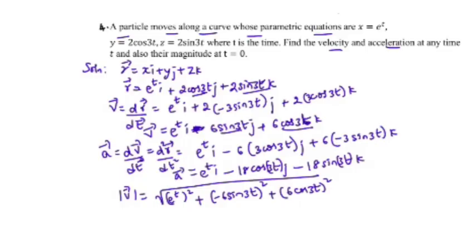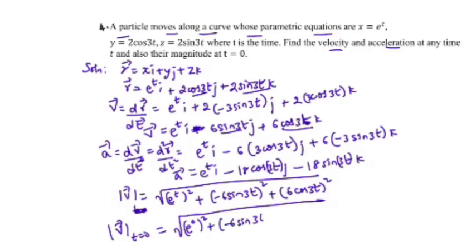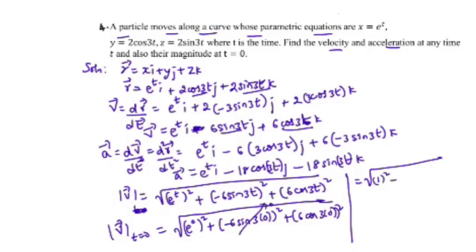Now we should find this at t equals 0. So the v vector at t equals 0, substituting 0 in place of t, will be the root of (e^0) whole square plus (minus 6 sin 3 into 0) whole square plus (6 cos 3 into 0) whole square. Anything raised to the power of 0 is 1, so 1 square. Sin 0 is 0, so the whole term becomes 0 here.